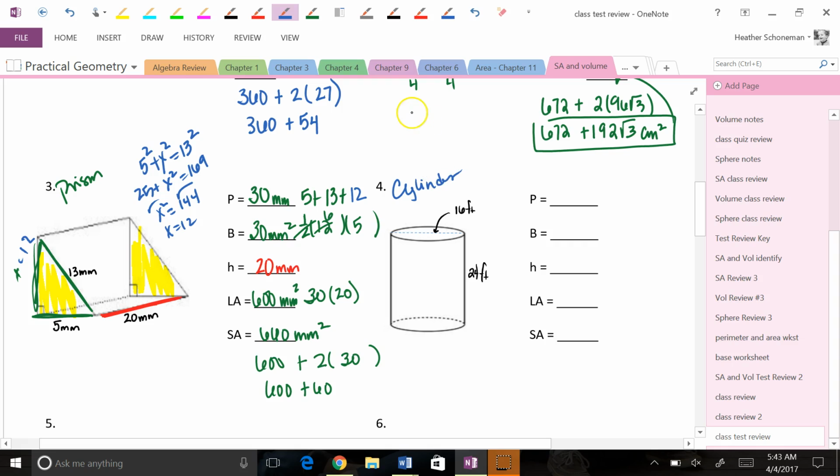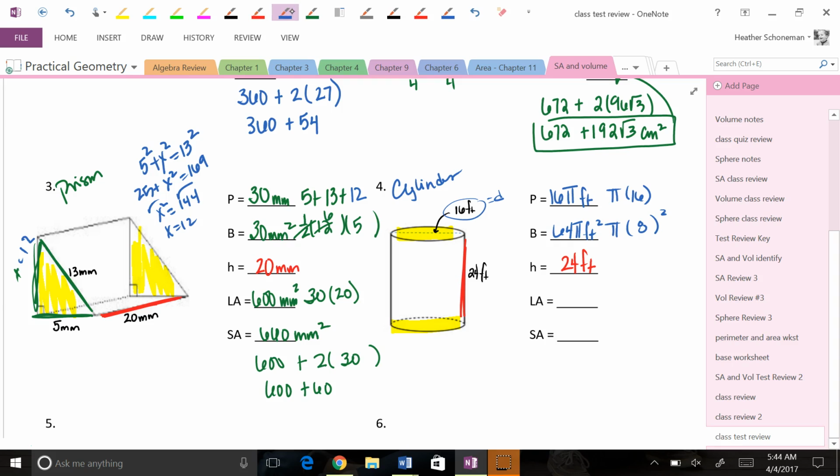It's now a cylinder, but it still has two bases, so we haven't changed formula. First, they want perimeter, that's circumference. Well, this is the diameter, so that means it's going to be pi times diameter. So that's 16 pi feet. The base is a circle, so that's pi times the radius squared. Well, the diameter is 16, the radius is 8, so that's 64 pi feet squared. Height, the distance between the two bases, 24 feet.